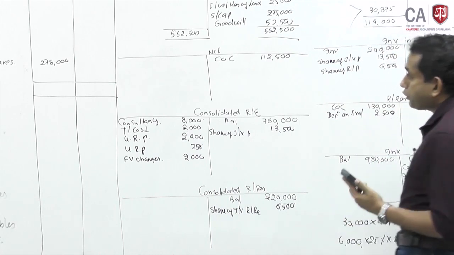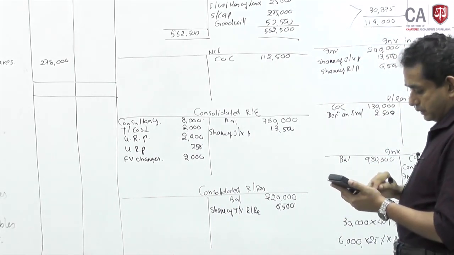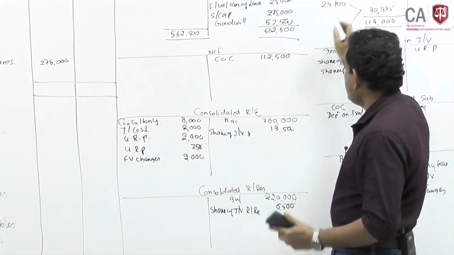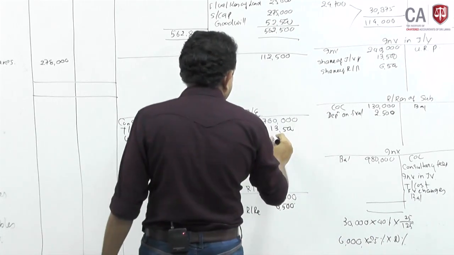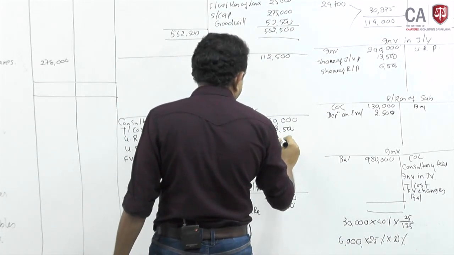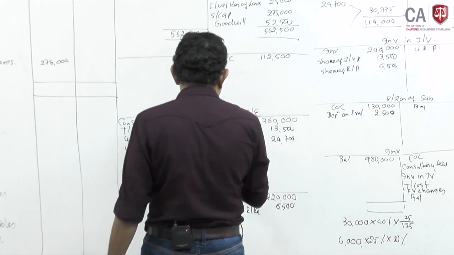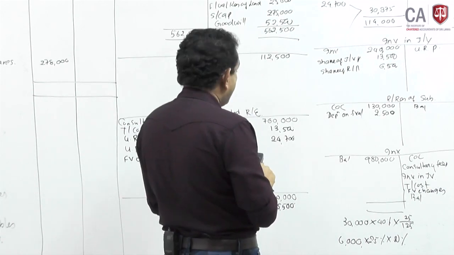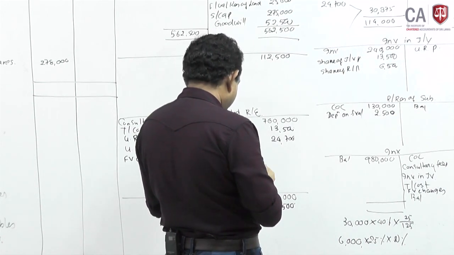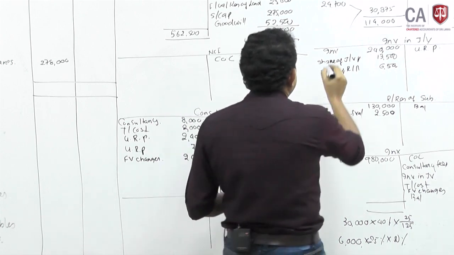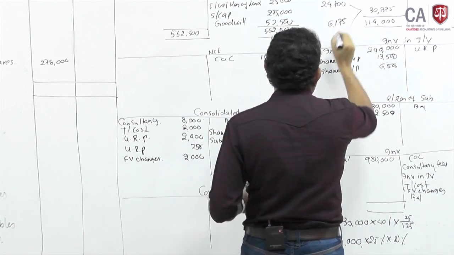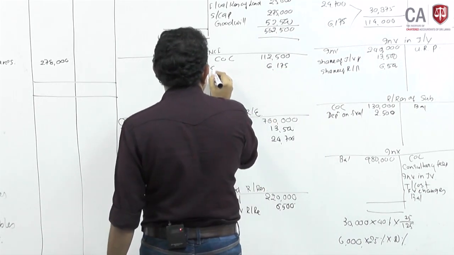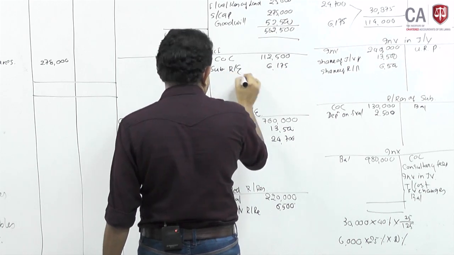80% should go to the parent and 20% goes to NCI. This into 80% is 24,700. We will credit consolidated retained earnings by 24,700, subsidiary company's retained earnings. 30,875 minus 24,700 is 6,175. That should go to NCI. 6,175, subsidiary company's retained earnings.